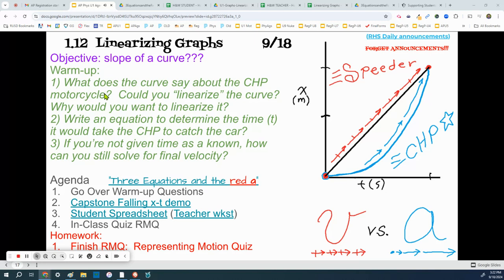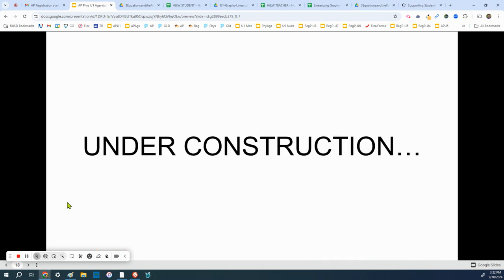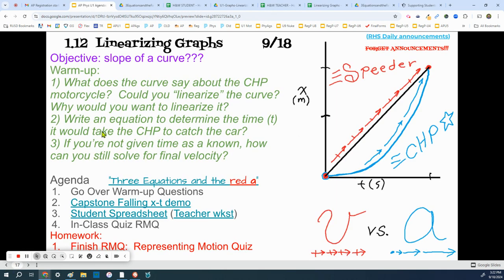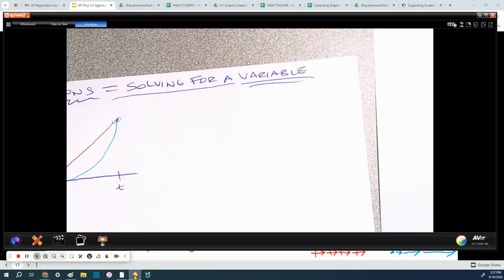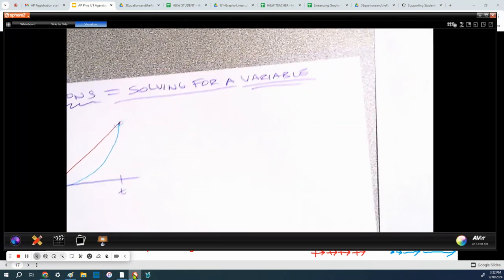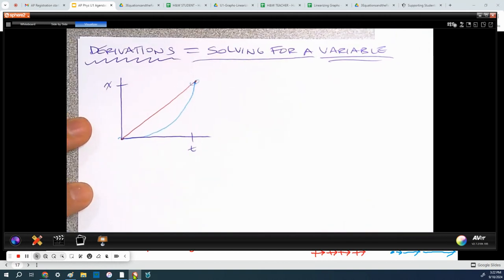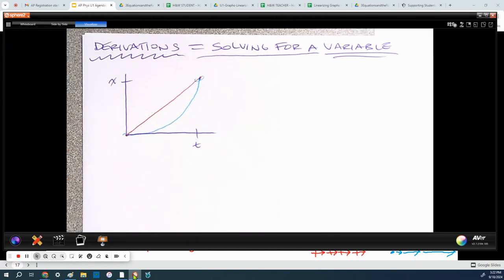Okay, so in this case, I'm just going to go over to the part where it says write an equation that will determine the time it would take a CHP to catch the car. So trying to find a derivation for this, if you have this question right here, solving for a variable, we're going to solve for the time t.